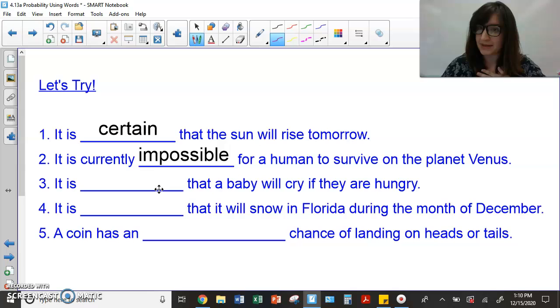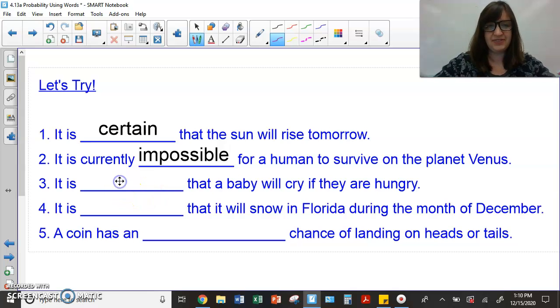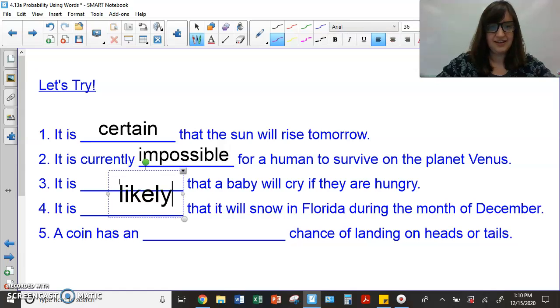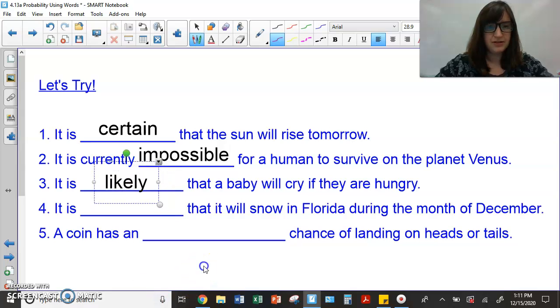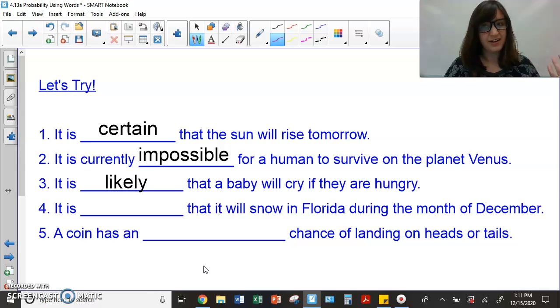It is blank that a baby will cry if they are hungry. Well, I have a baby at home, and I know that if she's hungry, she's not just sitting there peacefully with a smile on her face, she is upset. And so if she is hungry, it is likely that she is going to cry. So I'm going to put the word likely right here, okay? It's also likely that a baby cries even when they're not hungry. I don't know if you've ever been around a baby, but it's likely they cry.